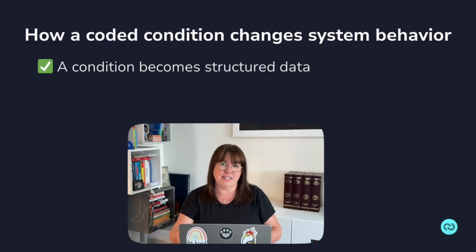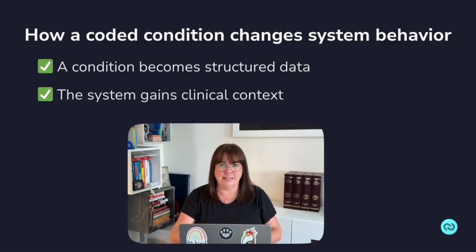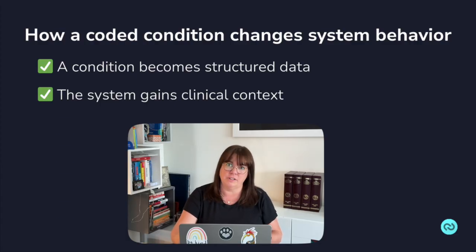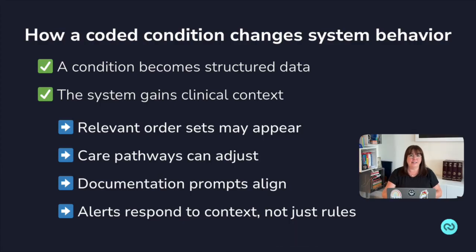Once a diagnosis or condition is active and in the system, whether it's confirmed or still being considered, the system can start using that information to shape its behavior. It influences what shows up, what stays hidden, and what the system is going to pay attention to. At that point, the system has enough structured information to start being helpful to users. That might mean certain order sets appear, care pathways become available, and documentation prompts now match the patient's situation.